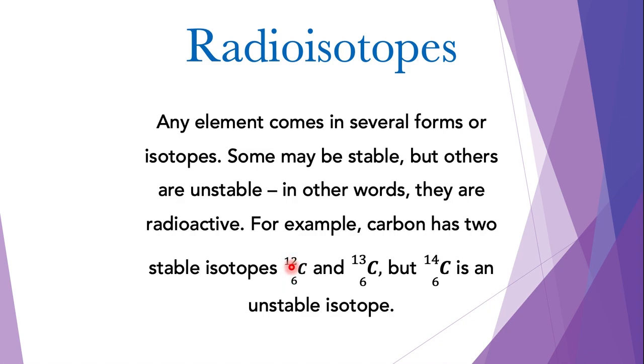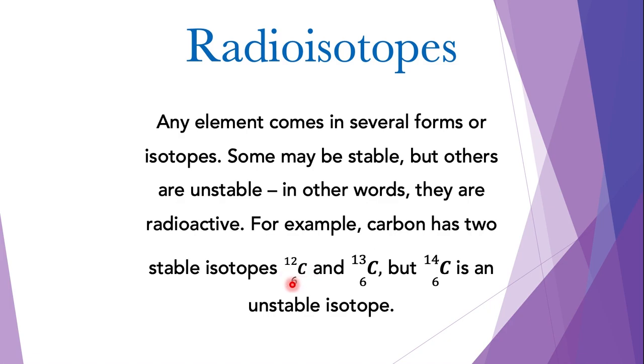This number right here, the top number, is the nucleon number. This is the number of neutrons plus protons. The sum of the proton number and the neutron number is this, whereas the lower number here is the proton number only. So we can find the neutron number by subtracting the proton number from the nucleon number, and that would also be 6. So an isotope is an atom of the same element but with a different neutron number.